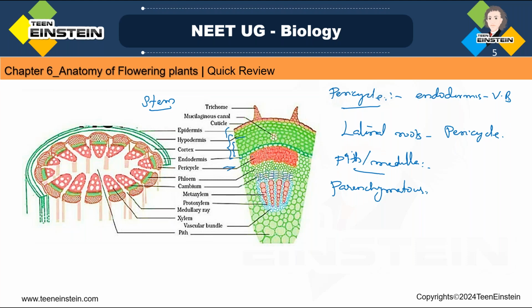And in dicot stem, the pith cells between the vascular bundles become radially elongated. In which one? In dicot stem. Okay, and that is called primary medullary rays or pith rays. Here you can see the primary medullary rays or pith rays.